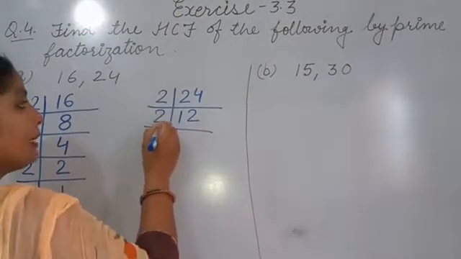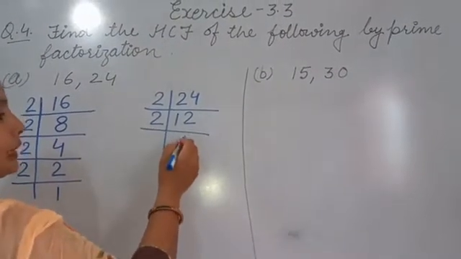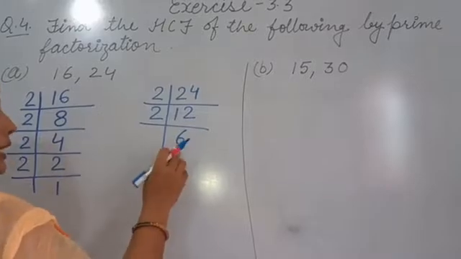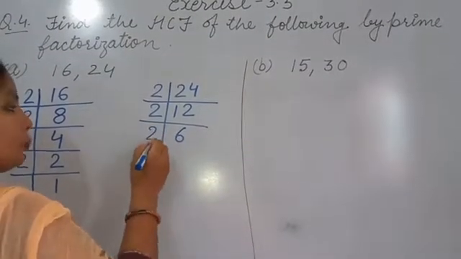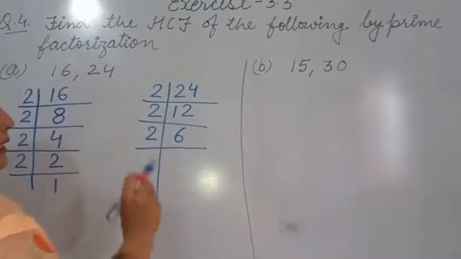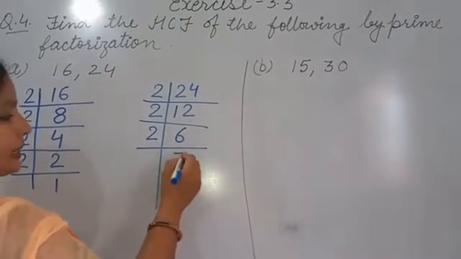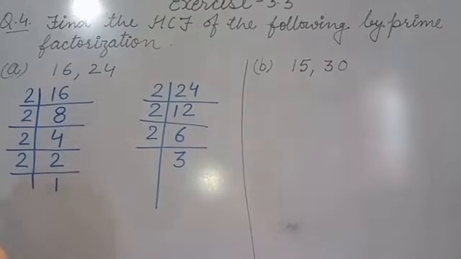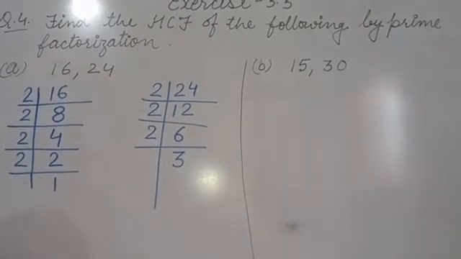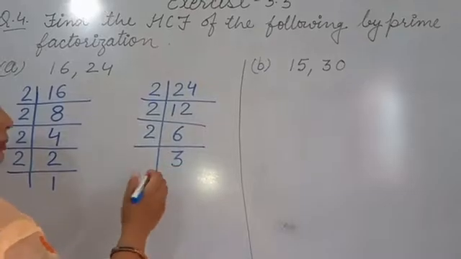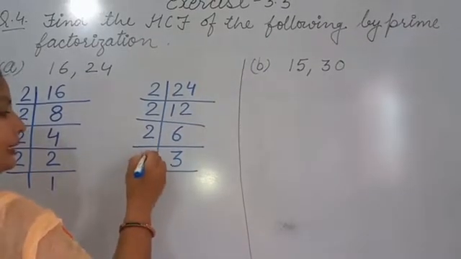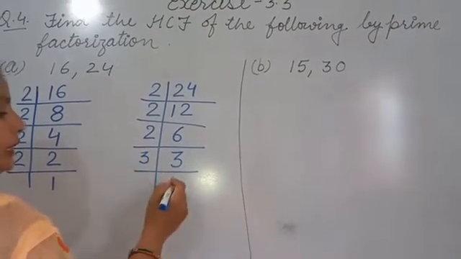In the 2 table where is 12? At 6. 2 6s are 12. Again 6 is divisible by 2, so again we take 2. Now in the 2 table where is 6? 2 3s are 6. Now 3 doesn't come in the 2 table, so we go on to 3. 3 comes in the 3 table, so we take 3 as a divisor. Now 3 1s are 3.